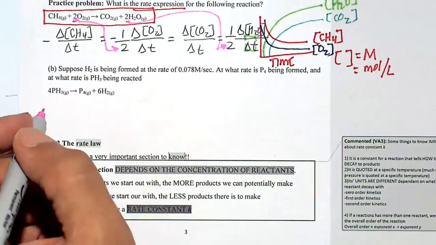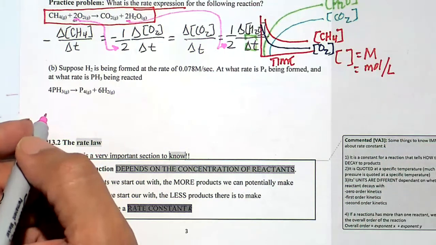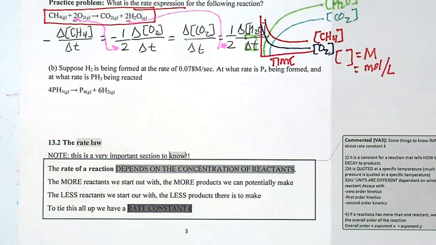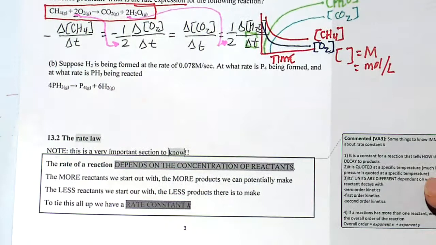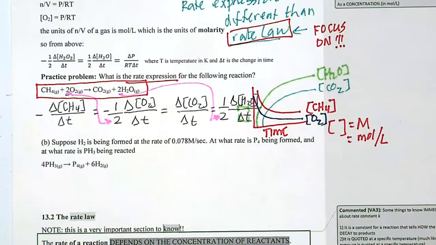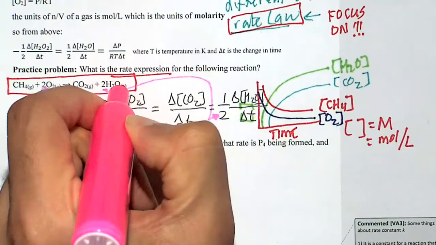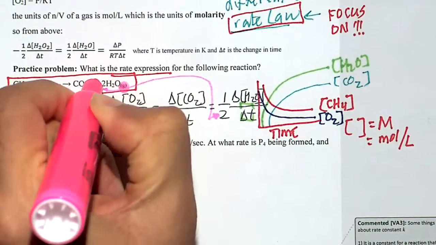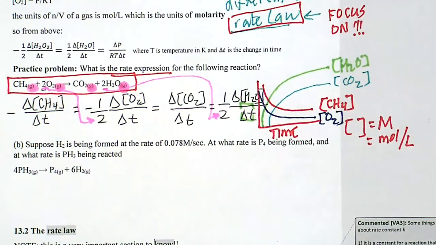All right, let's do one problem, and then we will move on to rate law, which is the big one. Suppose H2 is being, by the way, one last thing here. Before I move on, I want to highlight that these are gases. This is an important point.